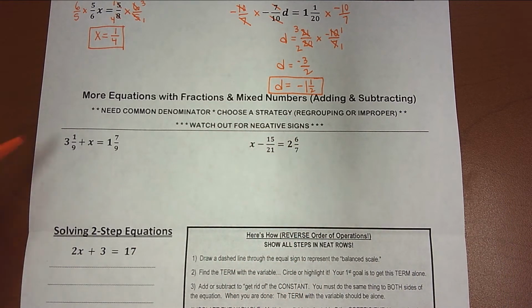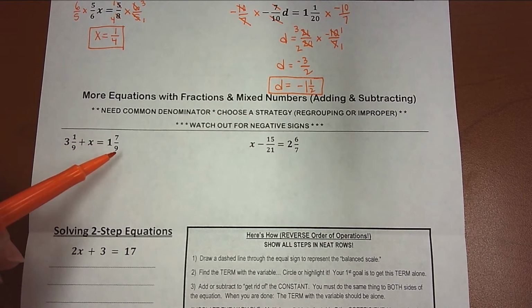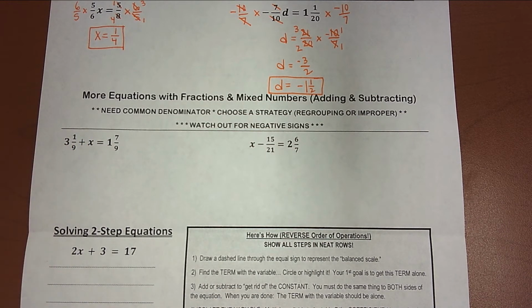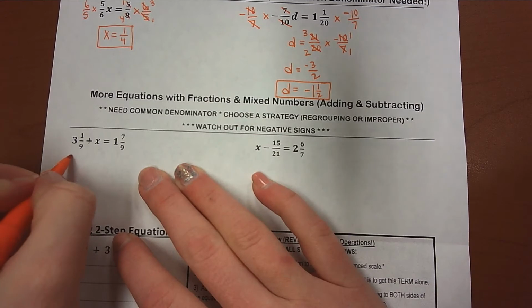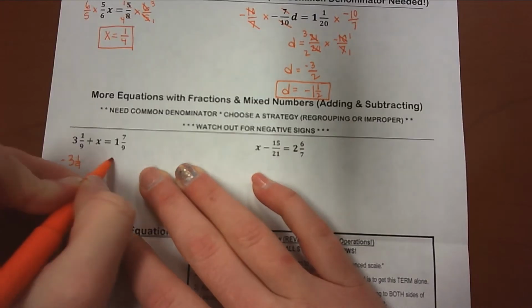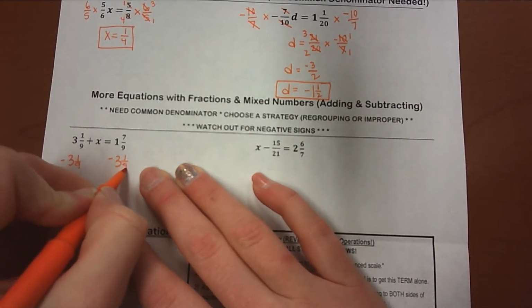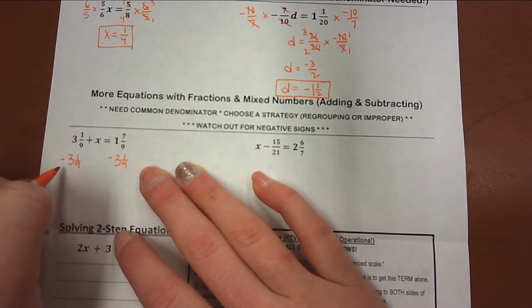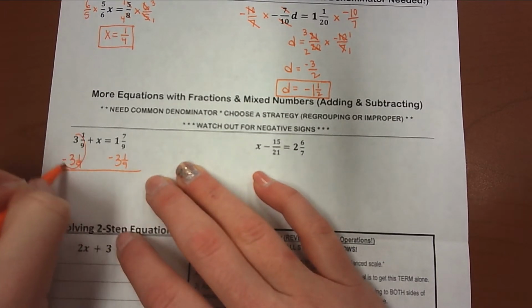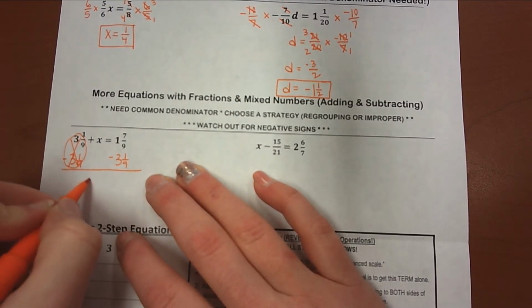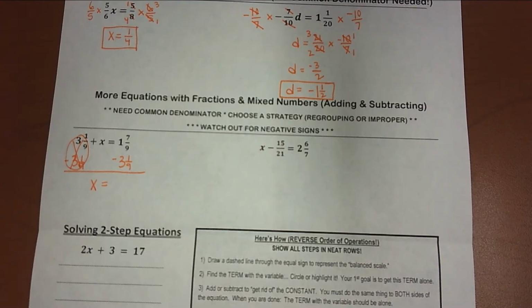signs. So on this very first one, we've got 3 1/9 plus x equals 1 7/9. The inverse of add is subtract, and so I'm going to subtract 3 1/9 from both sides. And so 3 1/9 minus 3 1/9 is 0. Those cancel out, and I'm left with just x over here. So I've isolated my variable.